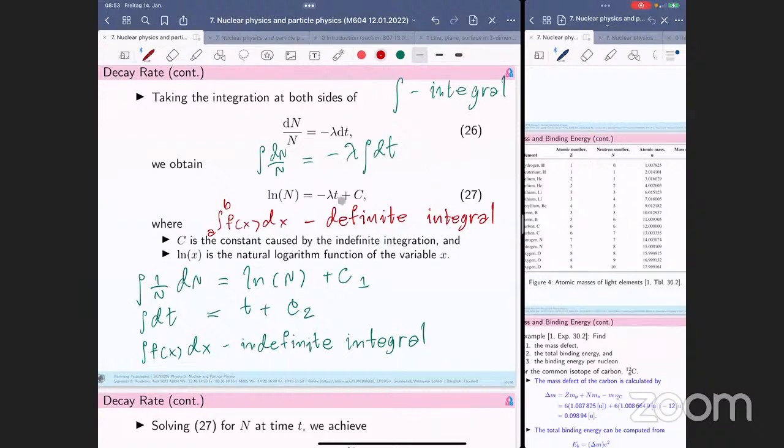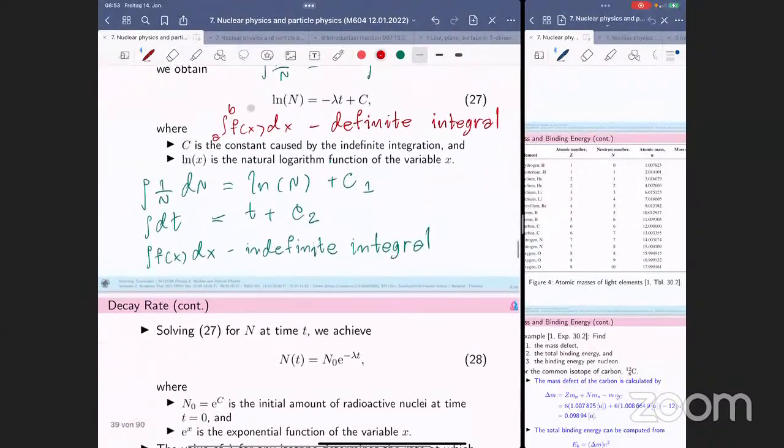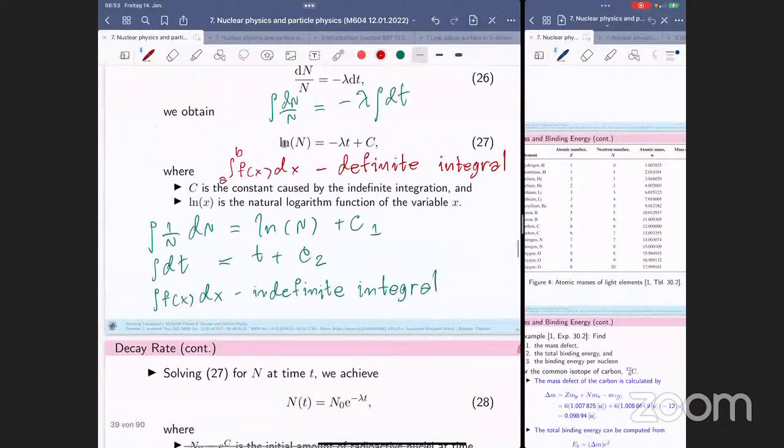We will try to find the remaining amount of the nuclei, which is the capital N here, in terms of something else, right? The way to do that is we have to use the inverse function of the natural logarithm function, which is the exponential function, right? And we're going to take the exponential function to both sides of this equation.